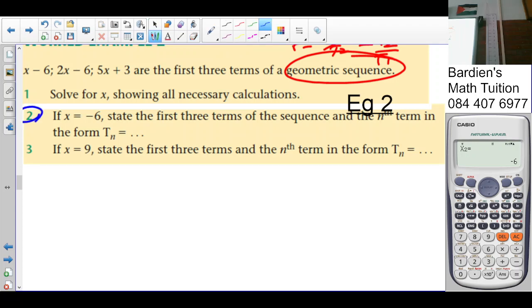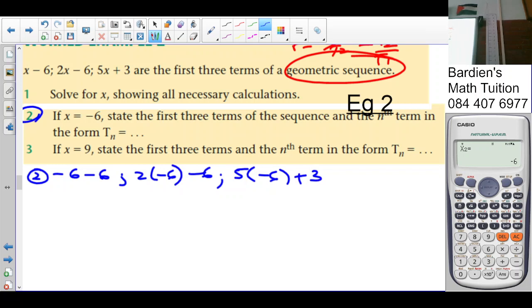If x is equal to minus 6, then my first 3 terms would be minus 6 minus 6. Wherever I see an x, I put a minus 6. 2 into negative 6 minus 6, and 5 into negative 6 plus 3. So that's minus 12, that's minus 18, and this is negative 27. Is that correct?